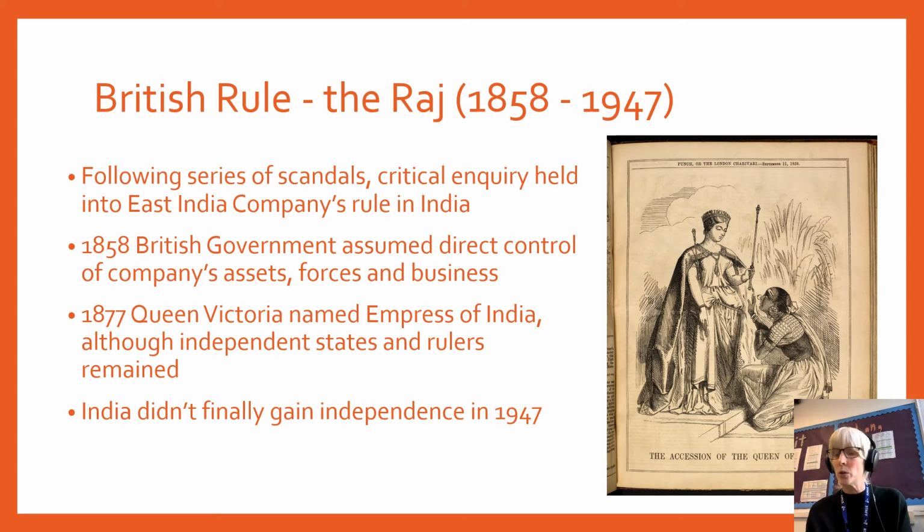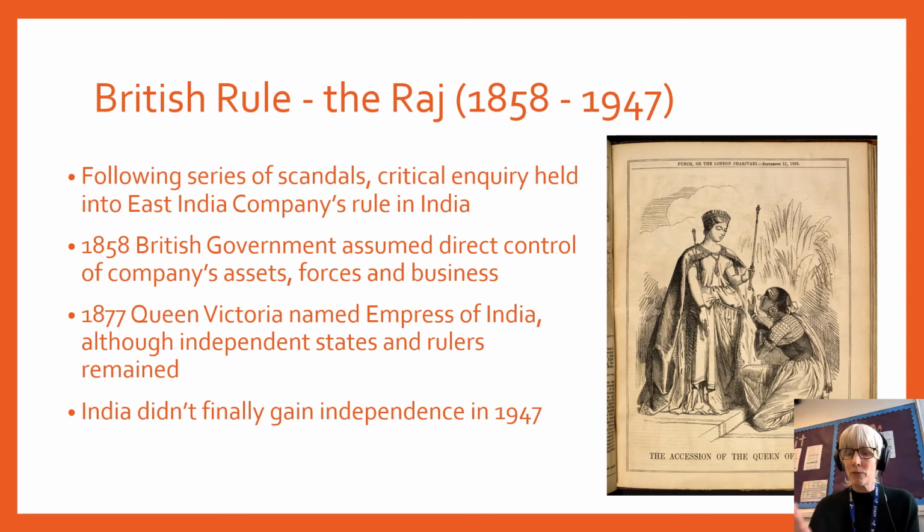All that wealth, all those taxes and all those armed forces were now ruled directly from Britain. And in 1877, Queen Victoria was named the Empress of India. There were still independent states and rulers, yes, it still wasn't the entirety of India. India didn't finally gain independence from British rule until 1947.